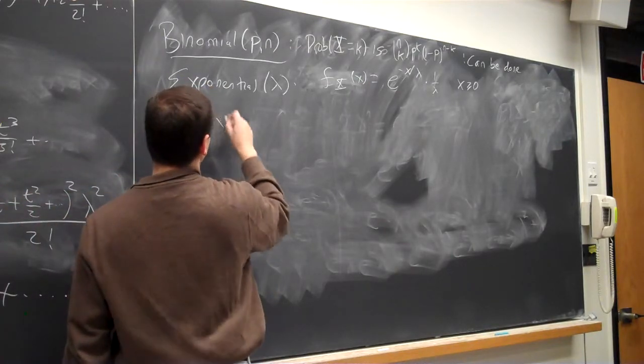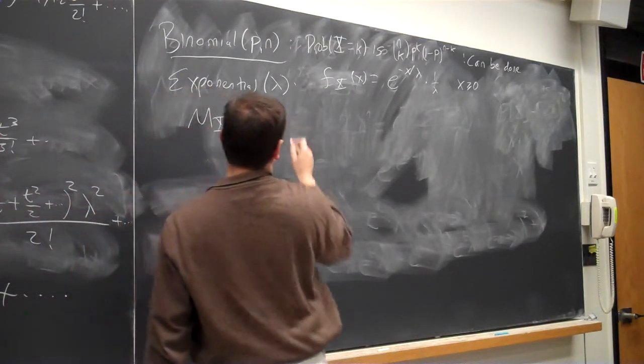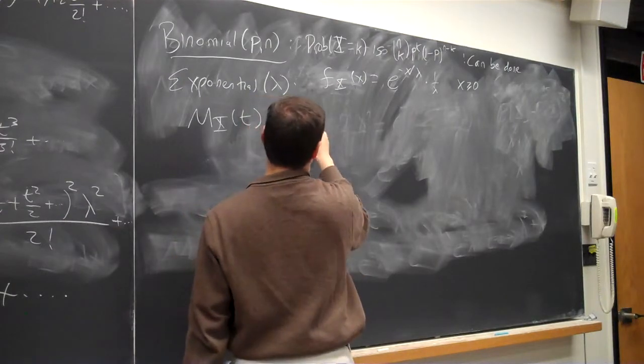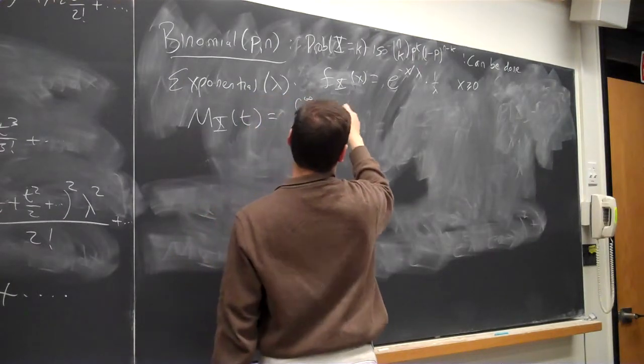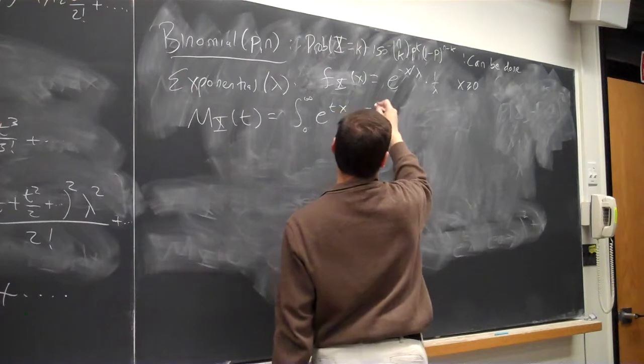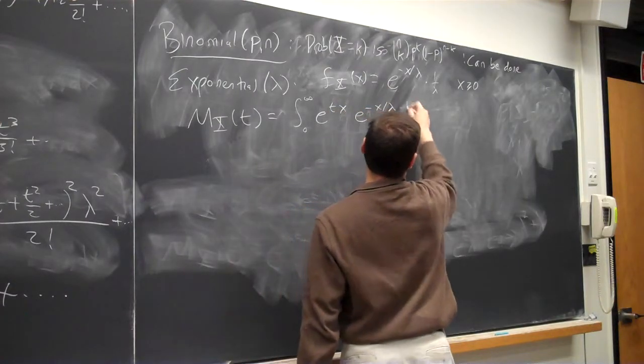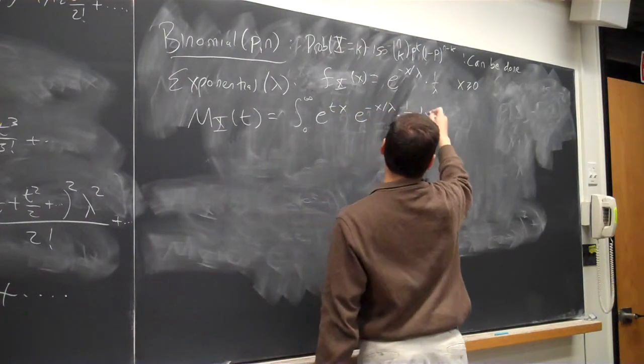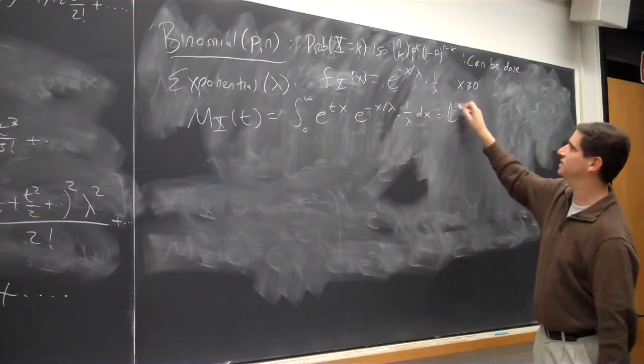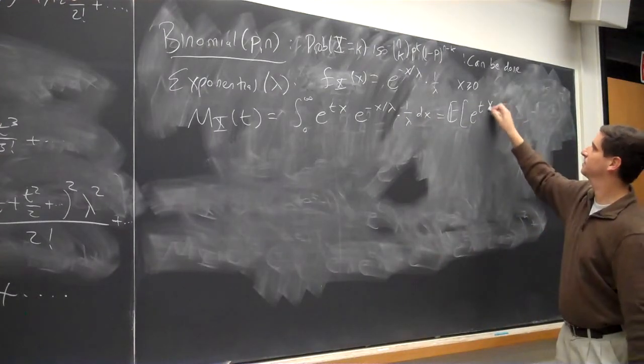Alright, so the moment generating function is going to be the integral from 0 to infinity of e to the tx, e to the negative x over lambda times 1 over lambda dx. And this is just, of course, the expected value of e to the tx.